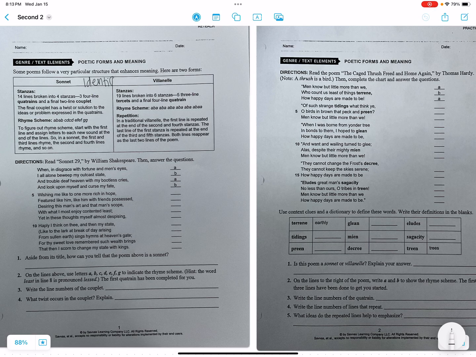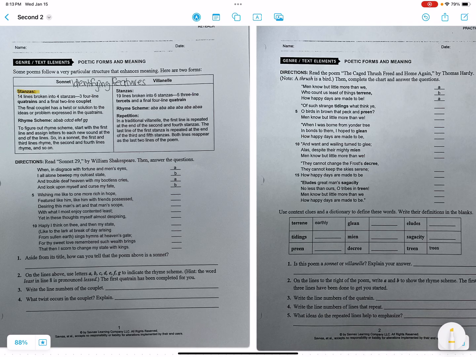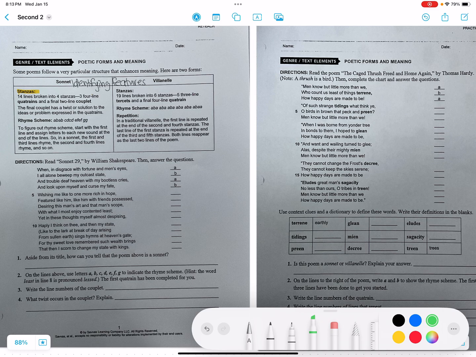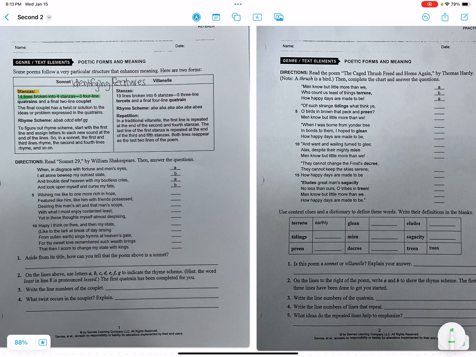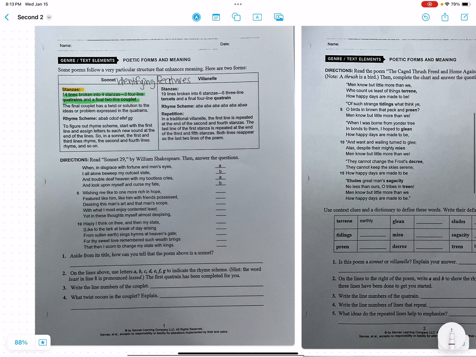I'm going to rewrite that because I don't like the way that looks. Okay, sorry. Okay, so we remember that a stanza is our chunk of lines in a poem. So in a sonnet, our stanzas are going to have 14 lines broken into 4 stanzas, three 4-line quatrains, and a final 2-line couplet. Now, we remember from last week that a quatrain is a stanza with 4 lines. Okay, and a couplet has 2 lines. Like it says right there. The final couplet has a twist or solution to the ideas or problem expressed in the quatrains.